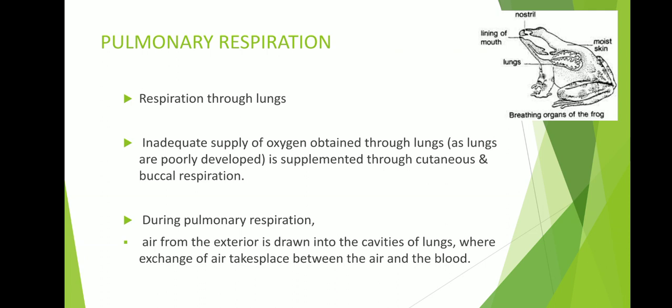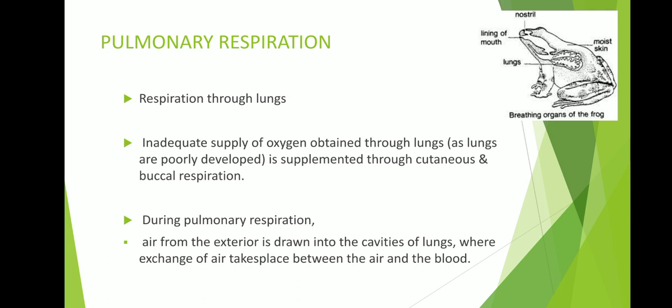In the case of frog, the lungs are poorly developed. So enough amount of oxygen supply will not occur through the pulmonary respiration. So as lungs are poorly developed in frog, the inadequate supply of oxygen obtained through the lungs is supplemented through cutaneous and buccal respiration.